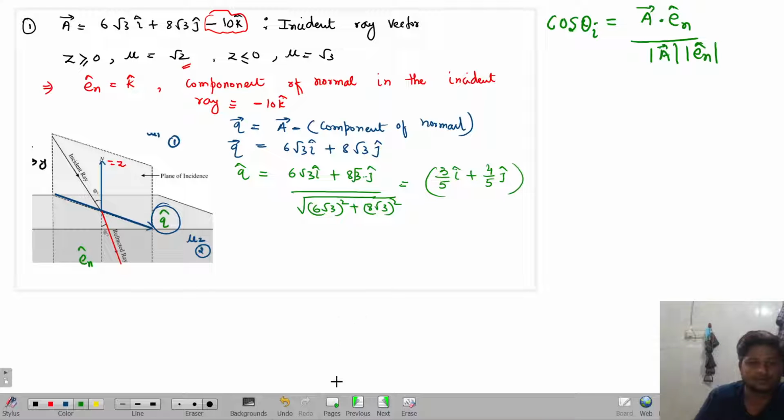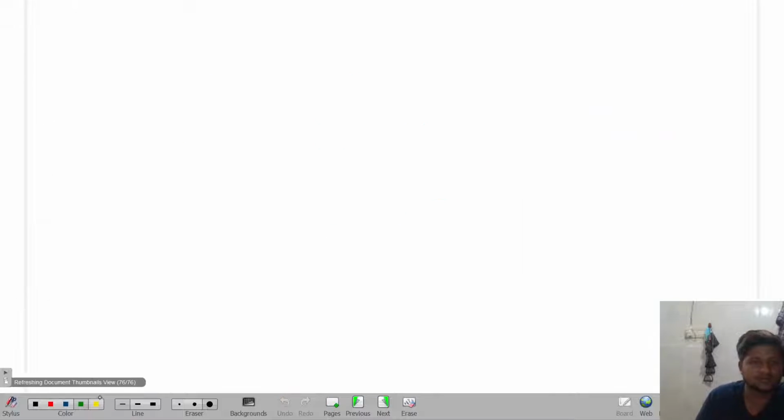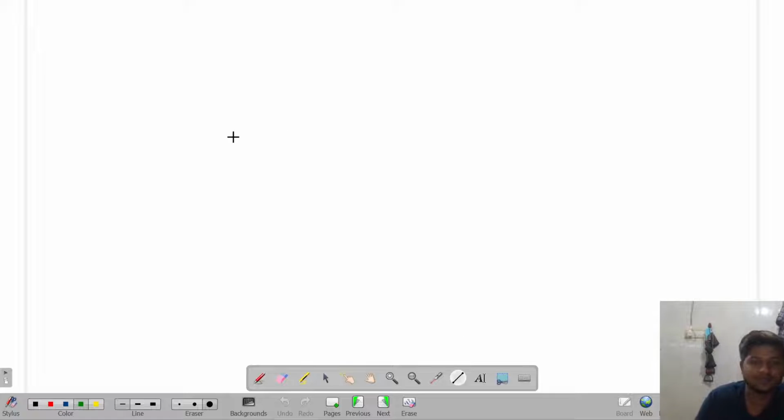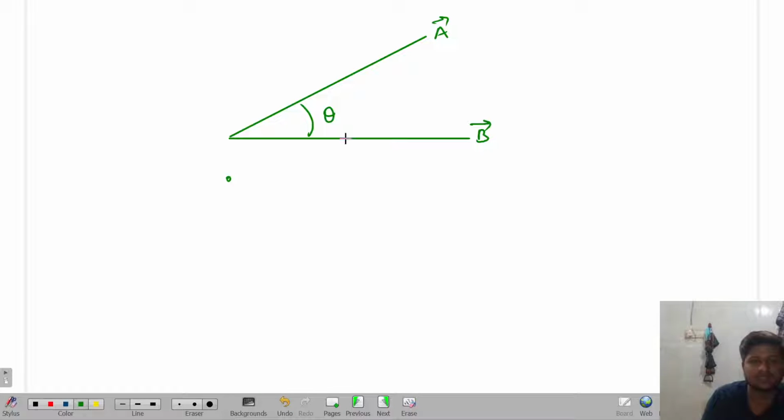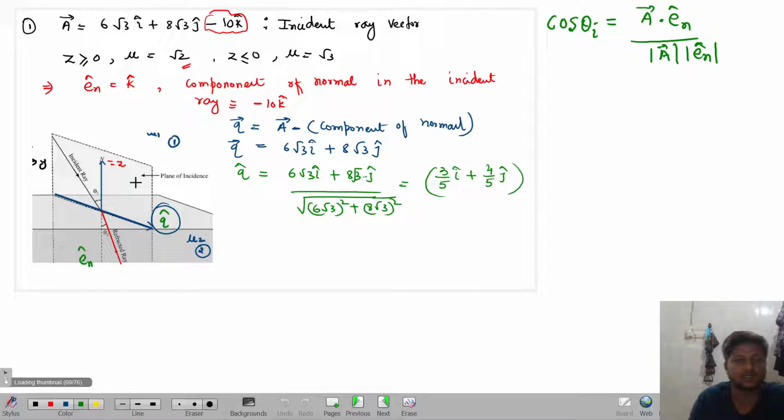Suppose a question comes up; you guys have very weak basic concepts. Okay, now look over here. Let's suppose this is theta, this is vector A and this is vector B. If someone asks you what the angle theta is over here, I can calculate it in a simple way: A dot B divided by modulus of vector A into modulus of vector B. How simple is it?